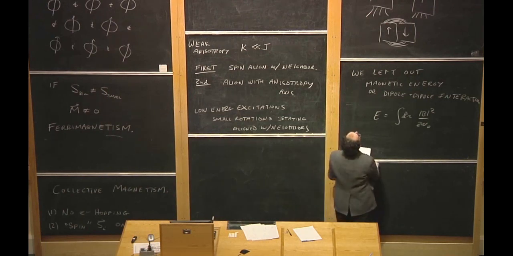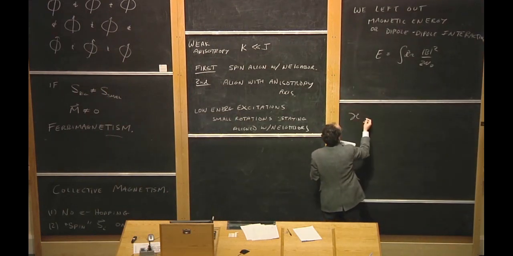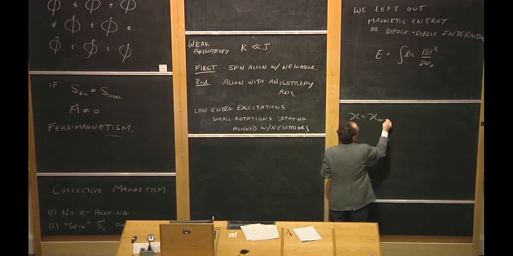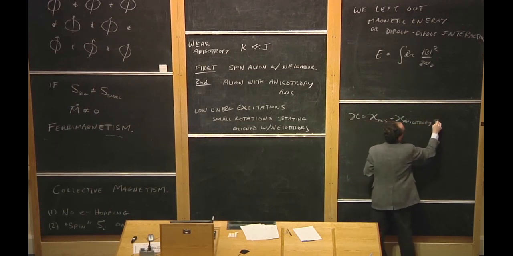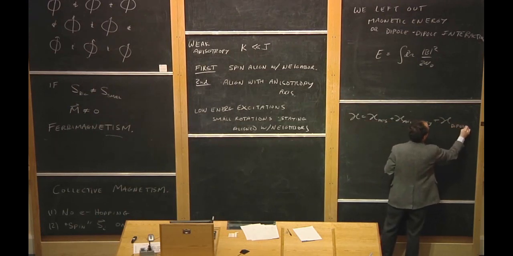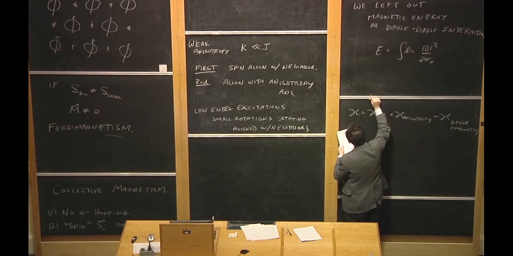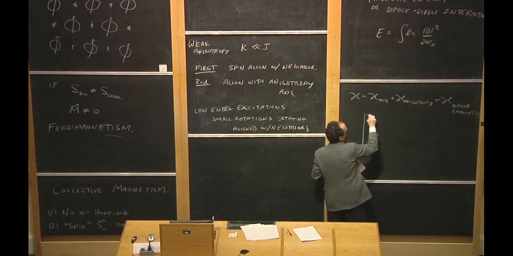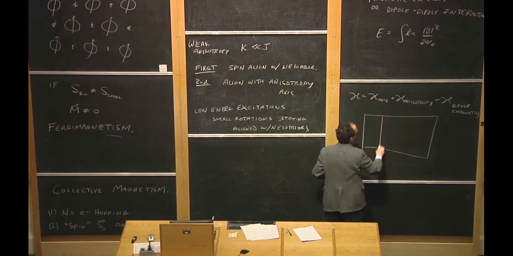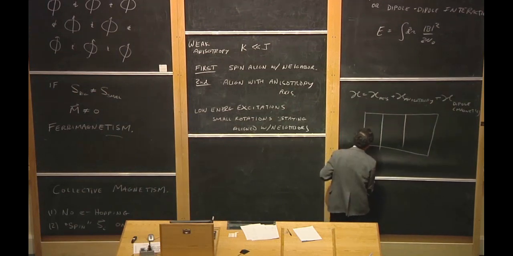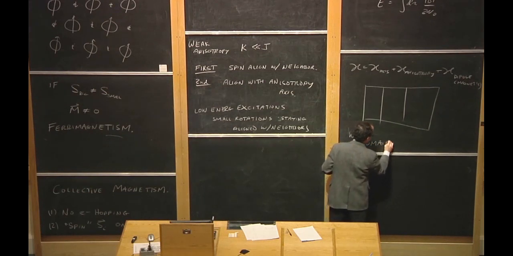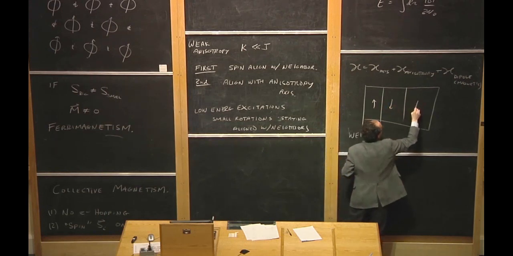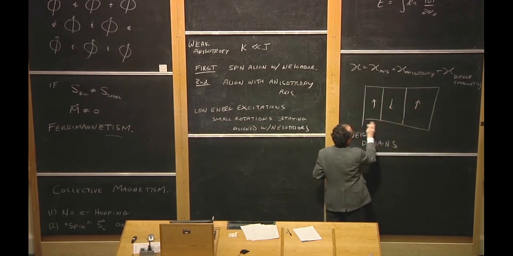So what actually happens in a real physical system? We're now going to write H equals H Heisenberg plus H anisotropy, plus H dipolar interaction, or magnetic energy. Then what happens is, here's your big system, and the system will break up into what are known as domains, sometimes called Weiss domains, where some point up, some point down, some point up, like this. It'll break up into many little domains.